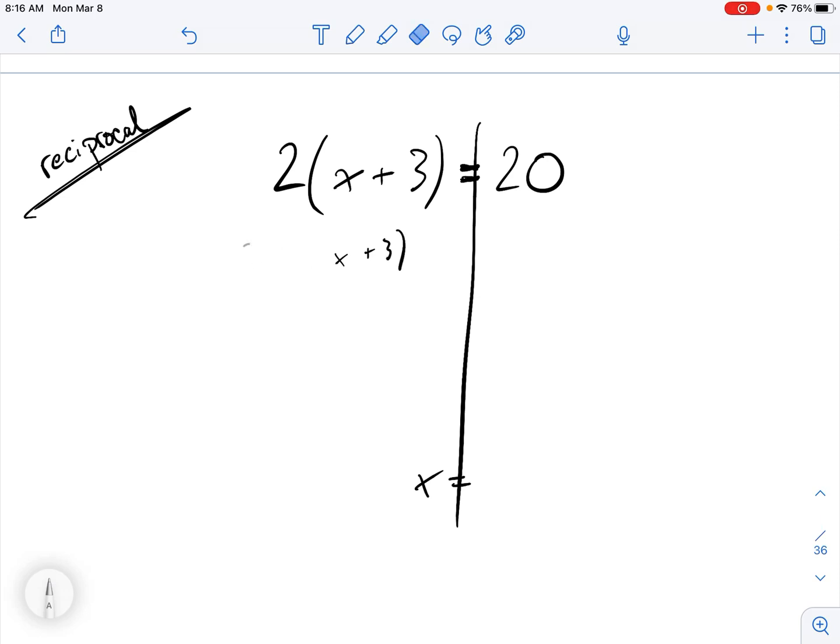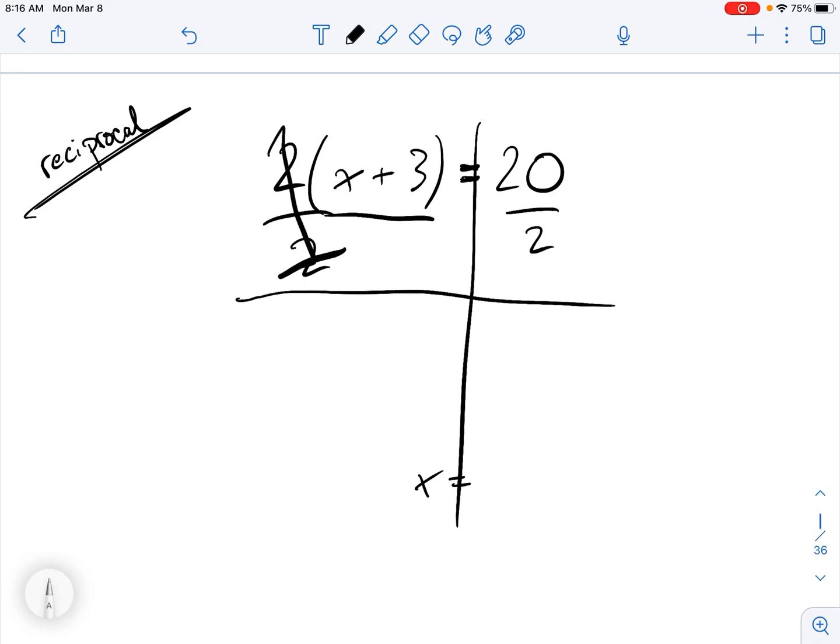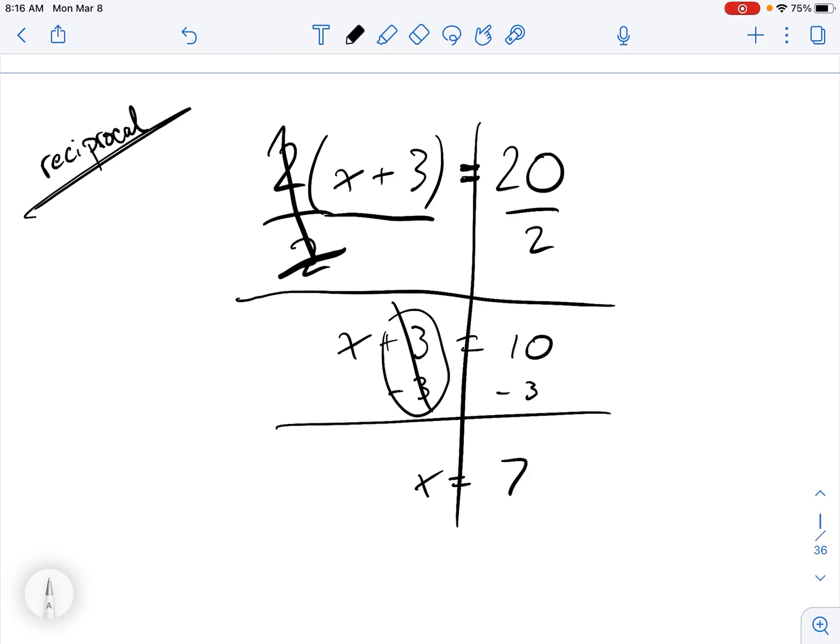And how do we get rid of multiplying by 2? How do we undo multiplying by 2? We divide by 2, right? So we're going to divide both sides by 2. This is 1, so that means it cancels out to just be x plus 3 equals 10. And then you want to get rid of plus 3, so you undo plus 3, you subtract 3. 3 minus 3 is 0, that cancels out. You're left with x equals 7.